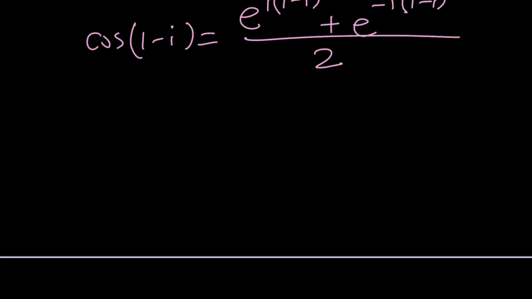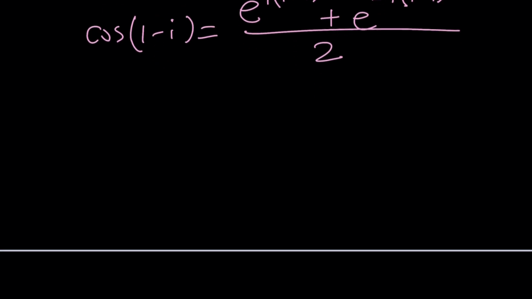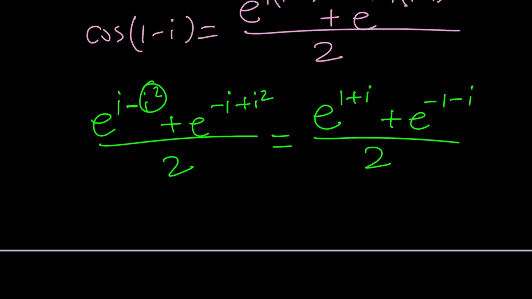To simplify it, we're going to first distribute this. We're going to get e to the power i minus i squared and e to the power negative i plus i squared. And of course, these two things are going to be opposites. i squared is negative 1, so negative i squared is positive 1. That gives us e to the power 1 plus i, and its opposite, e to the power negative 1 minus i. Get the idea? Divided by 2. So that should be the answer, and that should be good enough for many purposes, right? But let's dig a little deeper.